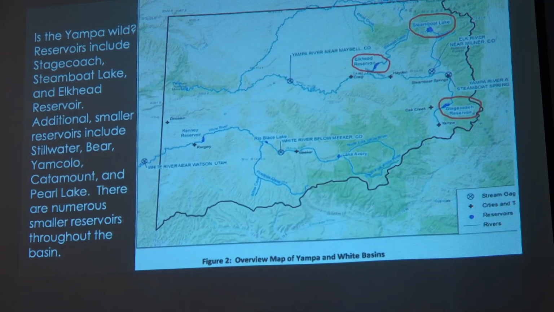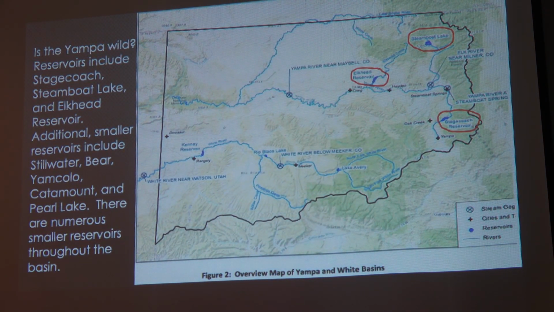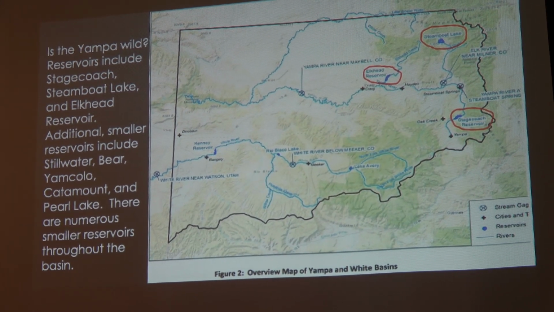We do have reservoirs on the Yampa River. The biggest are Stagecoach Reservoir, so you'll get to know all these places, down by Oak Creek, Steamboat Lake up north near Clark, and of course Elk Head Reservoir right near the county line on your way to Craig as you travel west on Highway 40. In addition to those, there are many smaller reservoirs at the headwaters of the Yampa, up near the Flat Tops. You've got the Stillwater Reservoir, the Upper Stillwater, which I think they call the Bear, and Yamcolo. There's Pearl Lake, lots of other reservoirs. So this is not a fully free-flowing river. There are dams and reservoirs on the main stem.